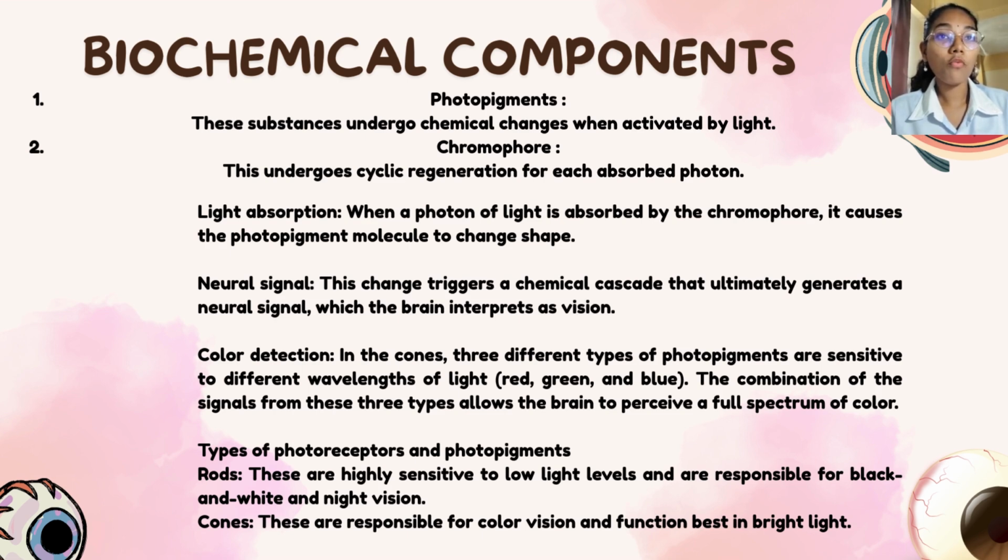There are a few types of photoreceptors and photopigments. First is rods. These are highly sensitive to low light levels and are responsible for black and white and night vision. Second is cones. These are responsible for color vision and function best in bright light.